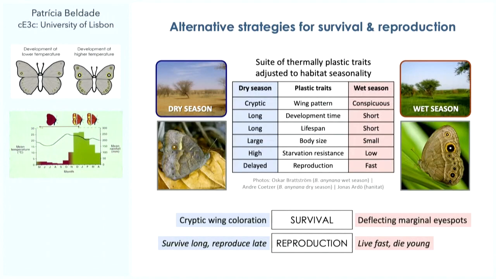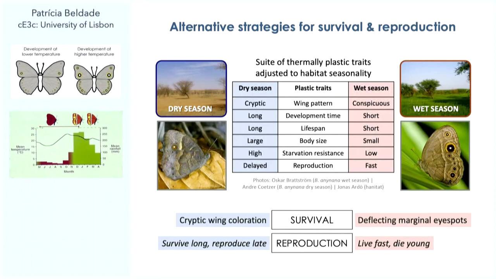And very much like in the story of the wall lizard, there's not just one single trait varying. There's a suite of traits, so much so that we talk about a plasticity syndrome. So the individuals from the dry season have cryptic wing patterns, but they also have a particular direction of change in a series of life history traits, whilst the wet season have these conspicuous wing pattern elements, and they also have sort of a live fast, die young, a fast pace life history. And remember, in the lab we can make them develop into one or the other season just by changing temperature during development. And these different phenotypes work together to ensure different seasonal strategies for survival and for reproduction.